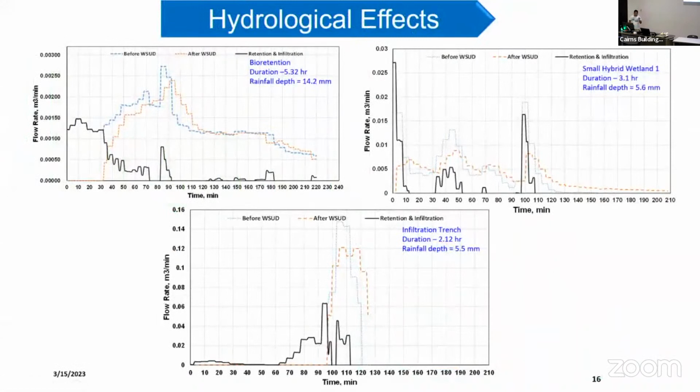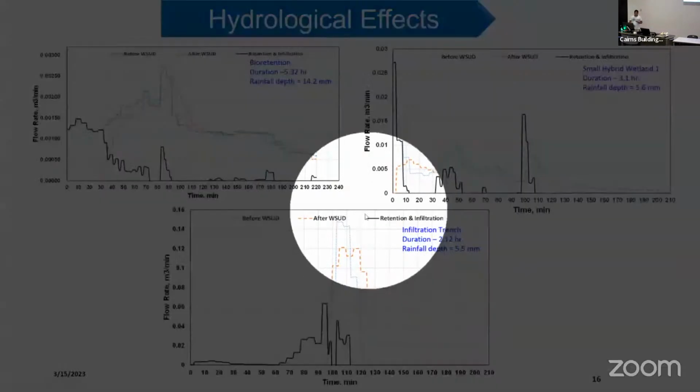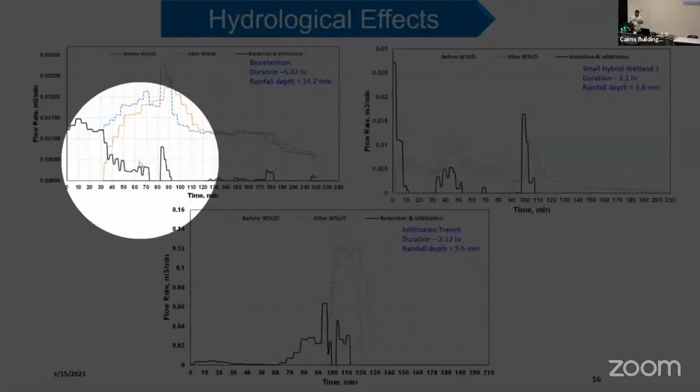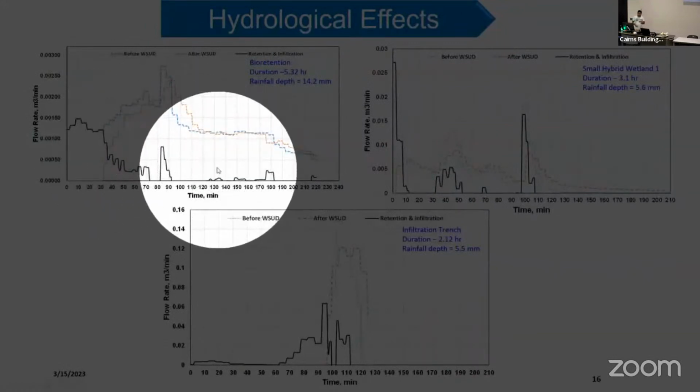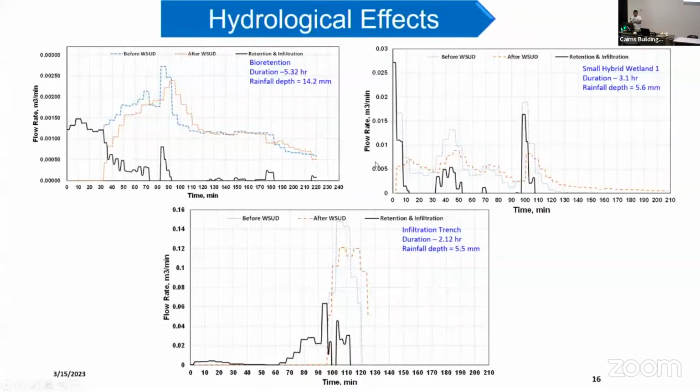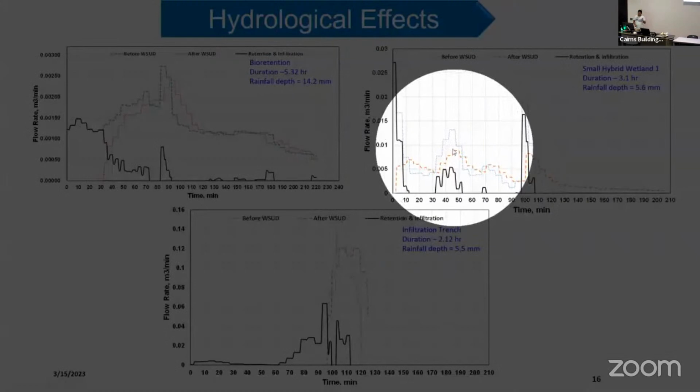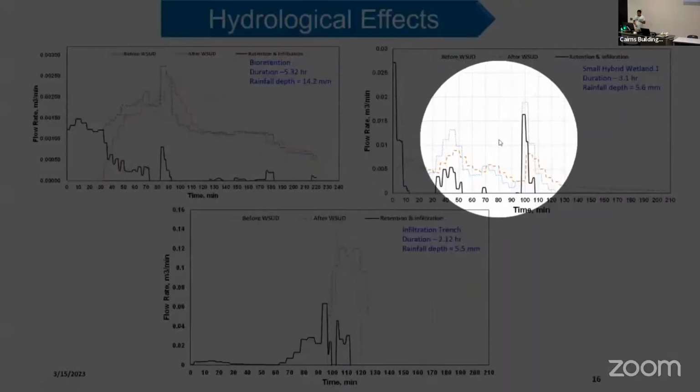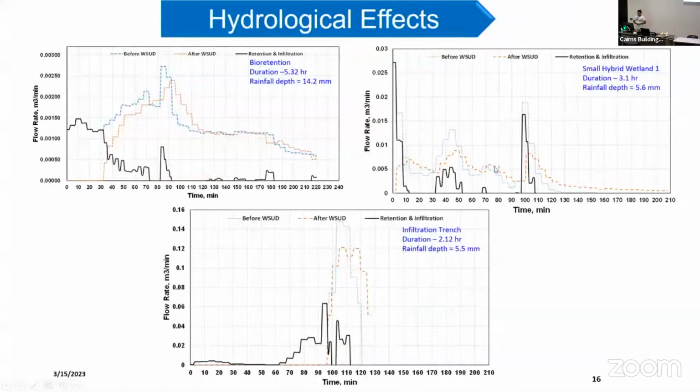I have just tried to include the event-based result. This is the result of a particular event, where we can see the retention and infiltration mechanism at the early stage was quite significant, and it gradually decreases as time passes. But in the case of the wetland, this process is quite fluctuating. Definitely, when we see this graph, different questions arise in our mind, which I will try to discuss in a later slide.